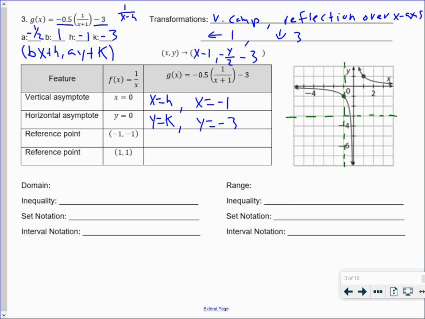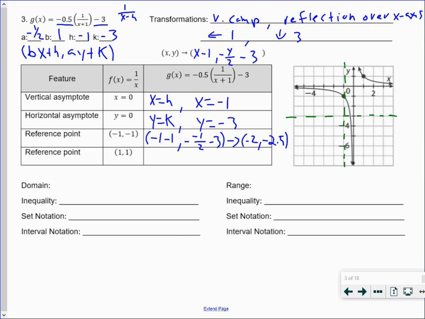Now let's figure out what our reference points are. We have the point negative 1, negative 1. We're going to take that and plug it into our transformation rule that we found. So when we do, we get negative 1 minus 1, comma, negative 1 all over 2 minus 3. When we solve this out, negative 1 minus 1 gives us negative 2. And then negative times negative 1/2 is a positive 1/2, minus 3. So a positive 1/2 minus 3 is negative 2.5.